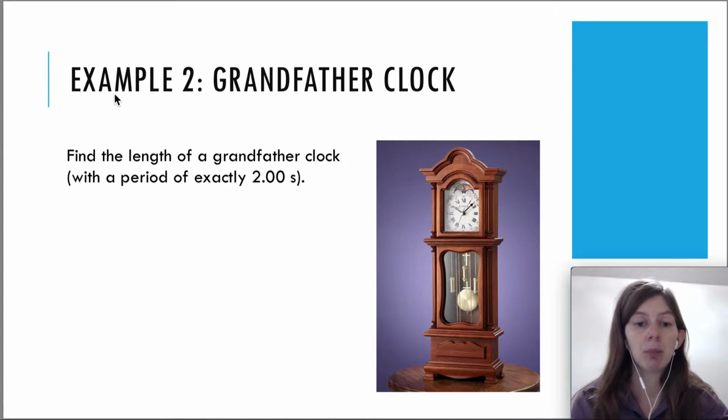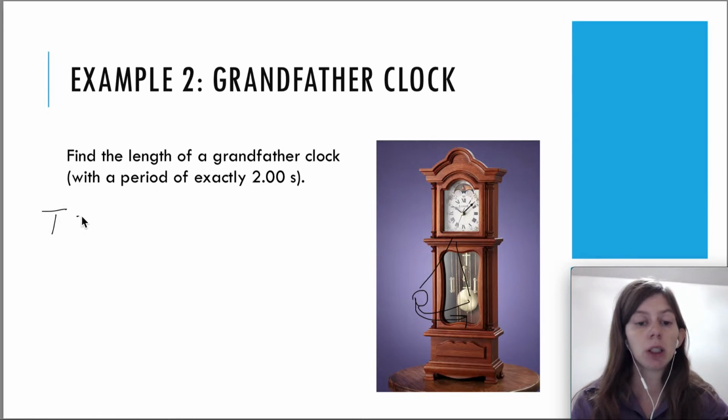Let's look at this example. It's a grandfather clock, that's a pendulum that has a period of 2 seconds if it's running properly, because it does half a cycle in 1 second, and then it continues the full cycle that takes 2 seconds to go back and forth. So find the length of this clock. How long does it have to be in order for it to take 2 seconds to do a complete cycle?